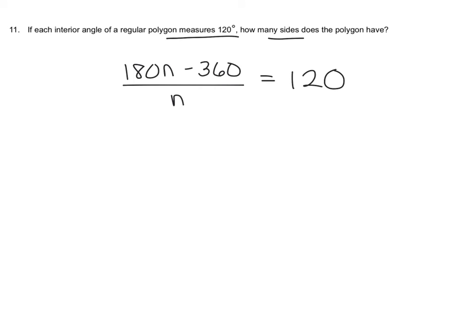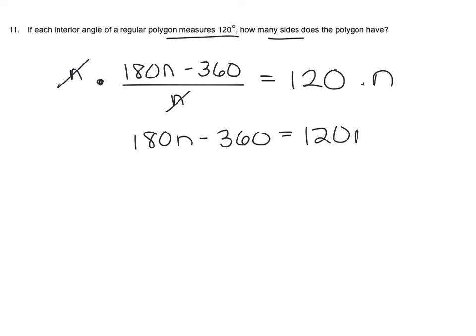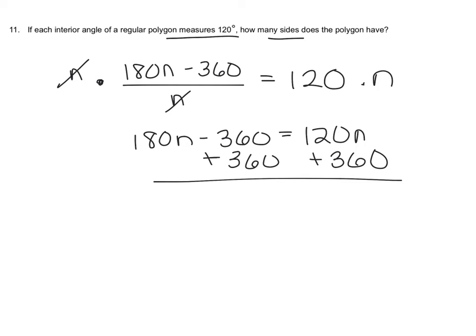The first step is to get rid of the denominator n. To do this, we're going to multiply both sides by n. The n's will cancel in the denominator and numerator on the left side. So we're just left with 180n minus 360 equals 120n. Next, we'll add 360 to both sides. We get 180n equals 120n plus 360.